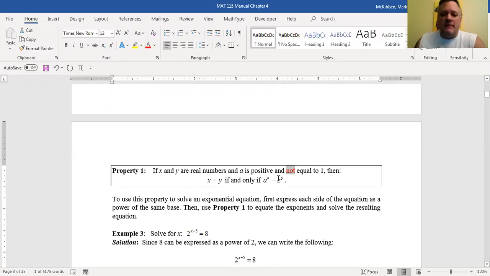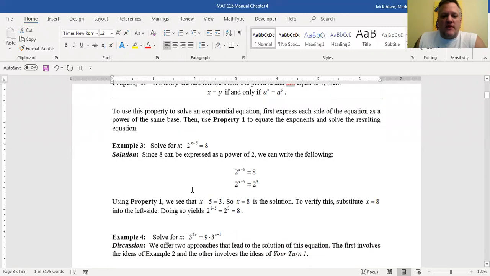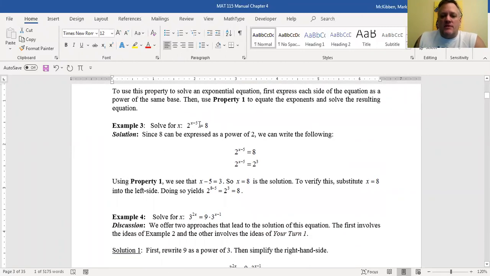All right, so what do I mean by that? Well, let's take a look at this guy. Let's suppose we want to solve 2 to the x minus 5 equals 8. What we're going to do is express 8 as 2 to the 3rd. All right, so then what we have is an equation in which each side is an exponential, and it just so happens that the base that I'm using is the same on both sides.